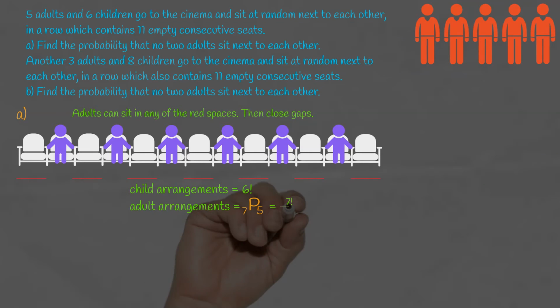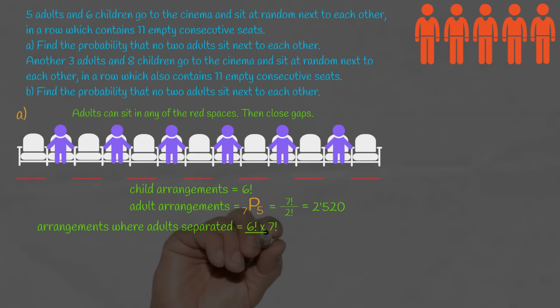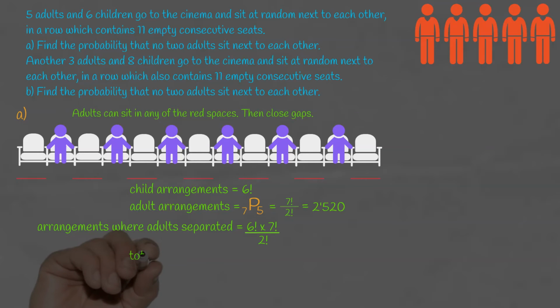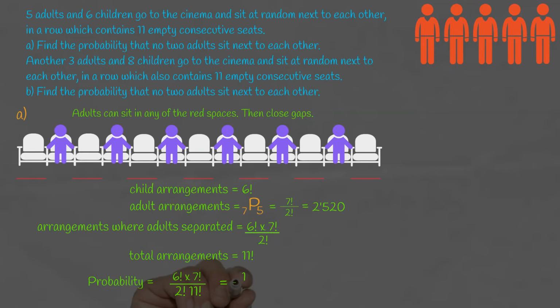So the number of arrangements where the adults are not together is 6 factorial times 7 factorial divided by 2 factorial. The total number of arrangements for all 11 people is 11 factorial. And the probability is the arrangements where the adults are separated divided by the total number of arrangements, which is 1 over 22. In part B, we have the same scenario but with 3 adults and 8 children, but we're going to do it a slightly different way this time.